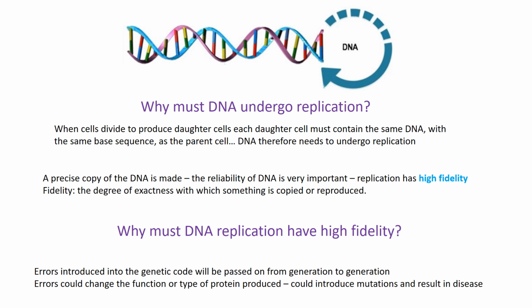DNA replication needs to have high fidelity because errors which could be introduced into the genetic code will pass on from generation to generation. These errors could change the function or type of a protein produced. Remember that the sequence of the nucleotides, or the sequence of the bases, determines the type of protein that's produced. So if an error is introduced, you could introduce mutations, and these mutations can often result in disease, because maybe the protein isn't functioning properly, like it's non-functional or over-functional, and that could result in disease.